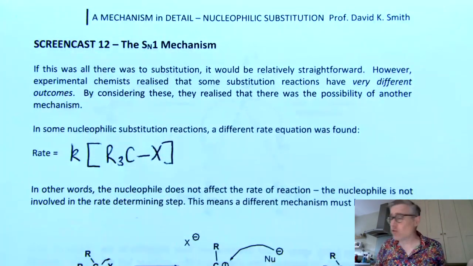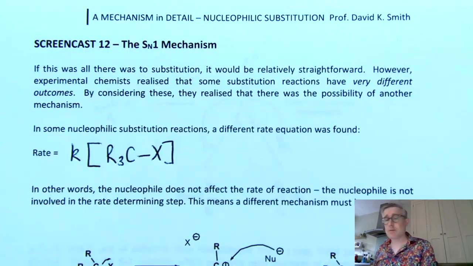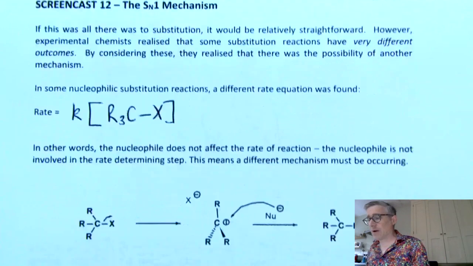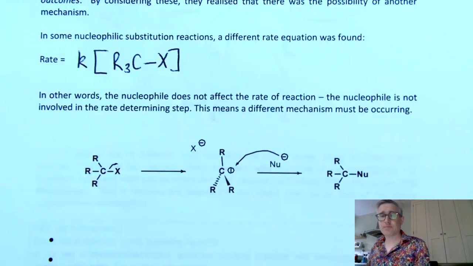And there was no nucleophile in this rate equation, which was surprising. Why would the nucleophile not be involved in controlling the rate of reaction? What that means is the nucleophile is not involved in the rate determining step. And that means a different mechanism must be occurring. So let's have a look at it, and then we'll think about what that mechanism is.